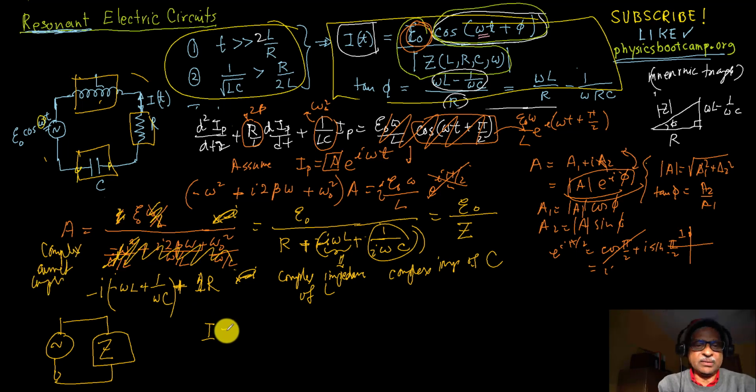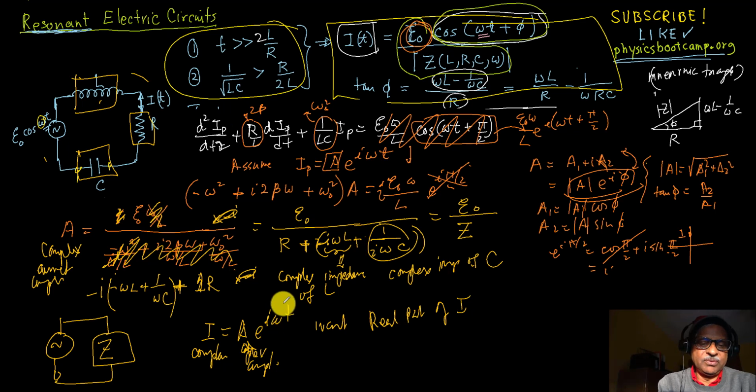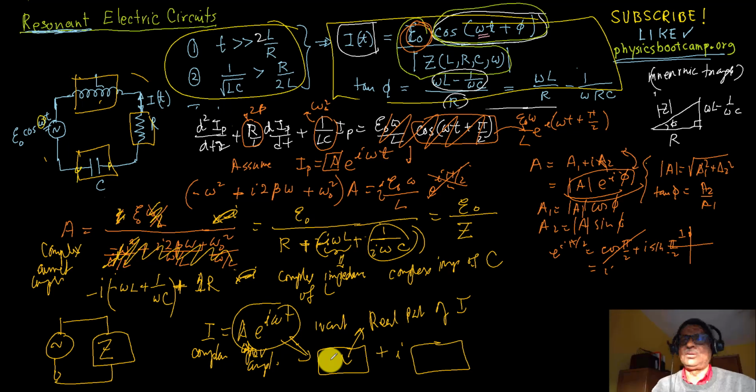The entire current is equal to A e to the power i omega t. So this is the complex current, and this is also the complex amplitude. This is the whole time dependence. But what we want is the real part of I. If this whole thing has to be written as some real part plus i times another real part, we want this part. So now we're going to try to extract that.